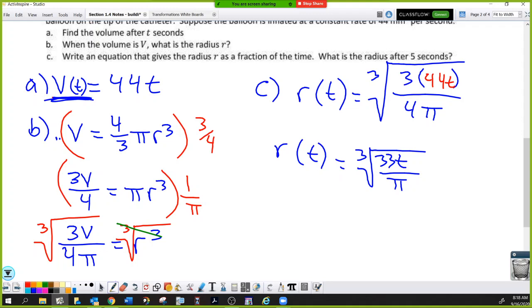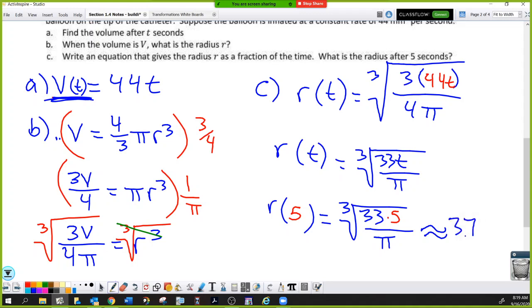And then the last part says, what is the radius after 5 seconds? You can legitimately just plug a 5 into your radius equation now. So what is r of 5? Of course, you would grab a calculator. Cube root of 33 times 5 divided by pi. I'll save you the trouble: it is approximately equal to 3.74. Of course, we're talking millimeters here.